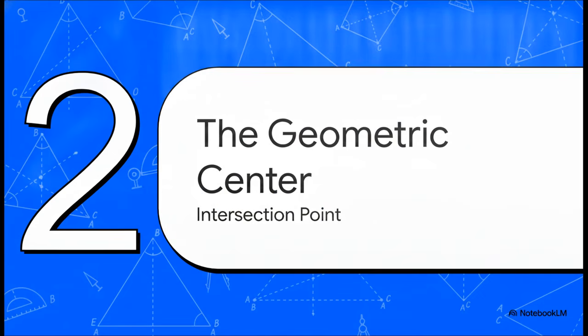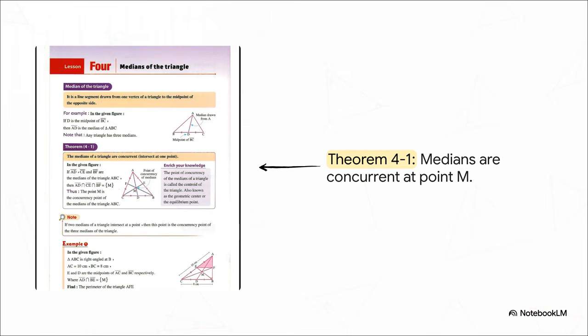Moving right along to section 2, finding the geometric center. So what actually happens when we take a single triangle and draw all 3 of its medians at exactly the same time? Well, this brilliantly illustrates our first major breakthrough. Theorem 4.1 states that the medians of a triangle are concurrent. Now, concurrent is really just a fancy mathematical way of saying they all crash into each other at the exact same location. No matter what kind of crazy, lopsided, scalene triangle you draw, if you draw the 3 medians perfectly, they will always intersect at one single point of concurrency.